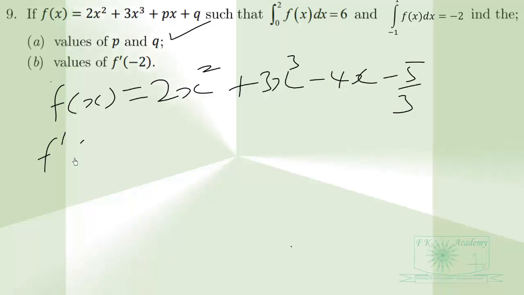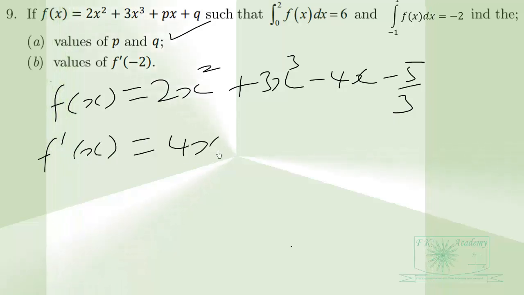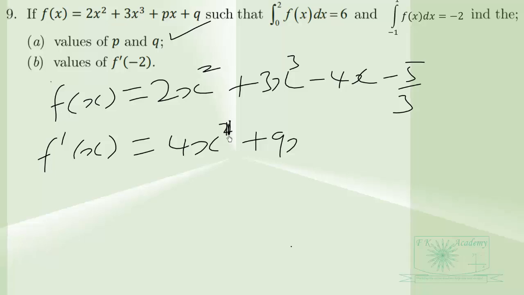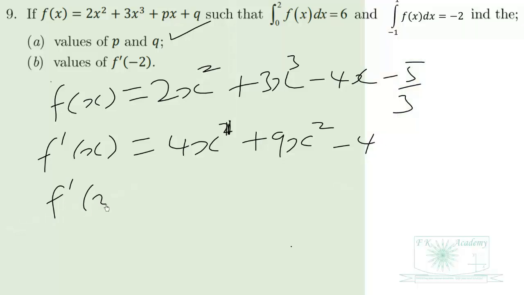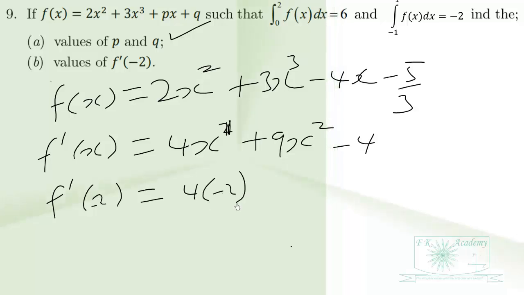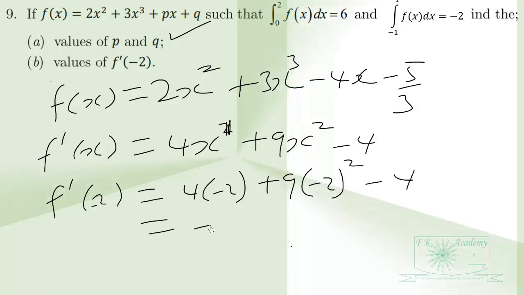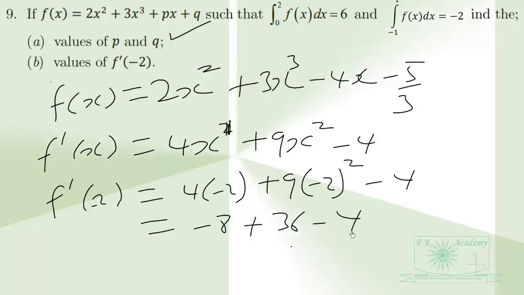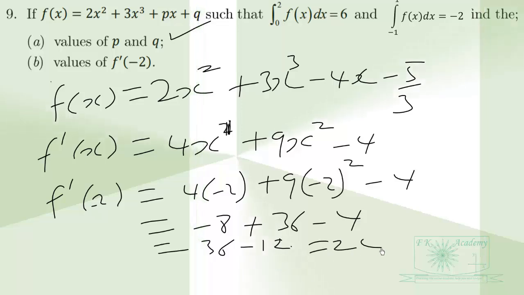Now f prime of x will be equal to 4x squared plus 9x, 4x exponent 1 plus 9x squared minus 4. So f prime of -2 will be equal to 4 times negative 2 plus 9 times negative 2 squared minus 4. And this will give us negative 8 plus 9 times 4, which is 36, minus 4. So that will give us 36 minus 12, which is equal to 24.